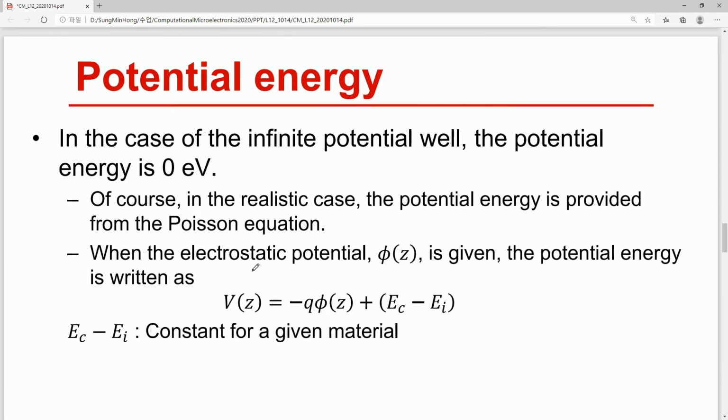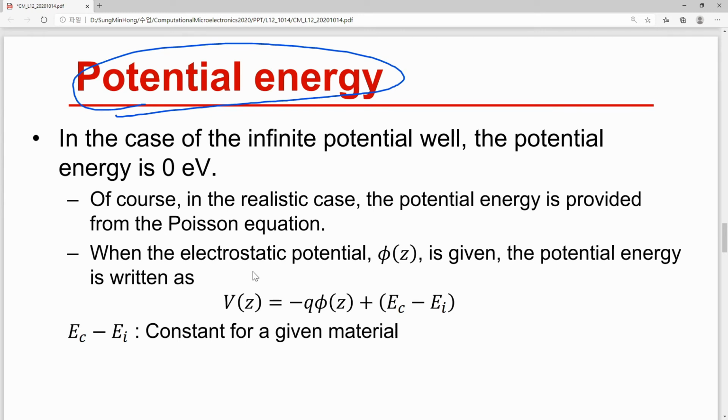So up to now, we have applied our discussion about electron density to the infinite potential well. However, you know that in our realistic case, we have a different potential barrier. The shape of the potential well is not flat at all, so we have to consider more realistic potential energy. Then how can we do that?